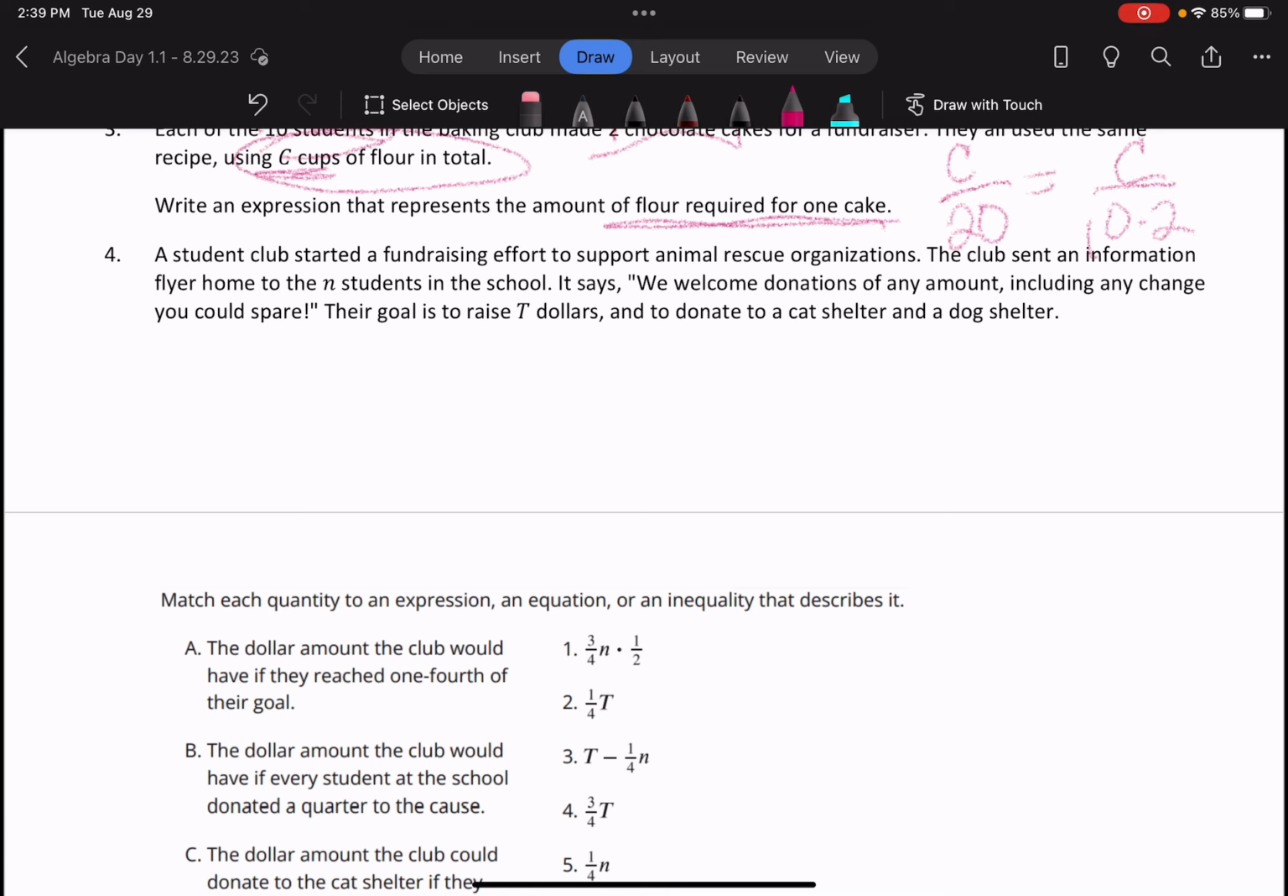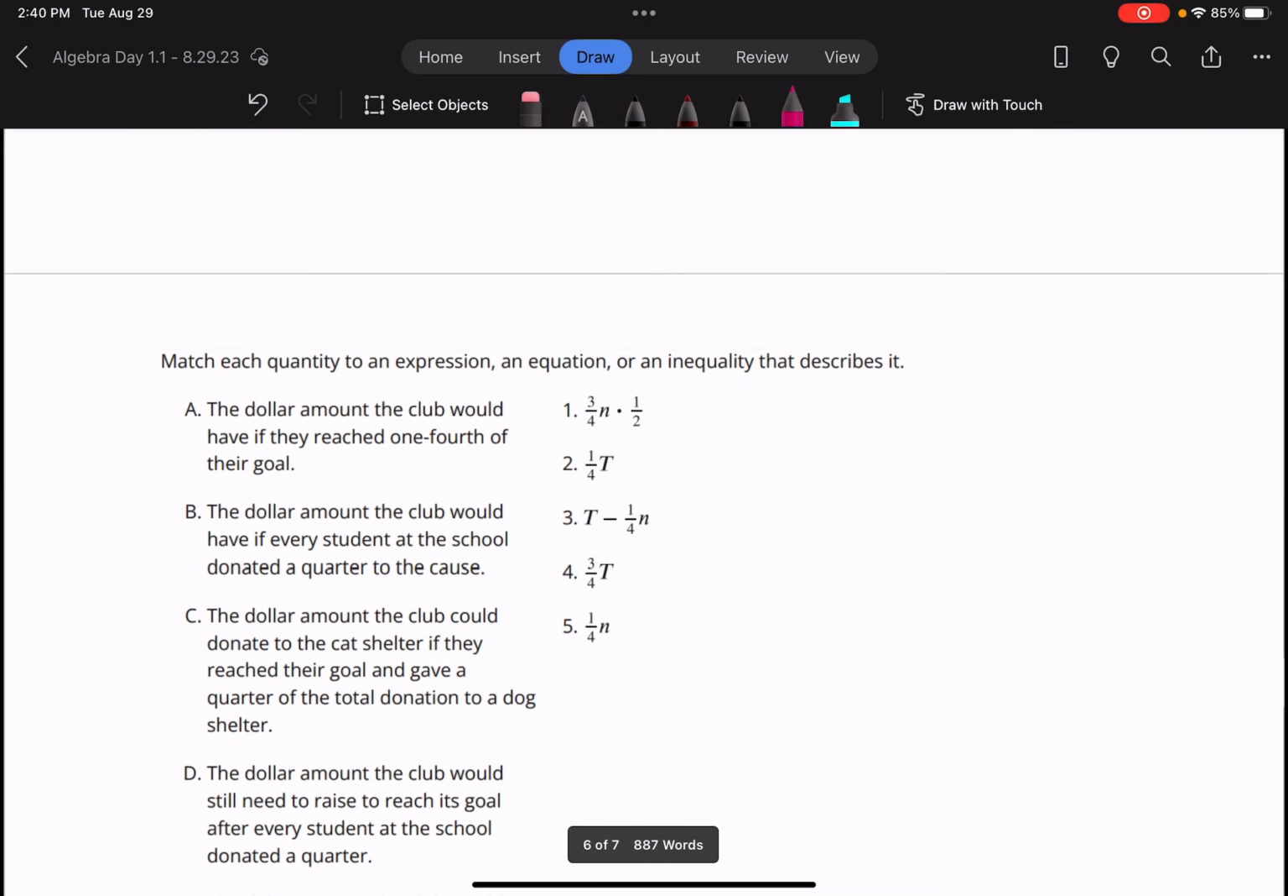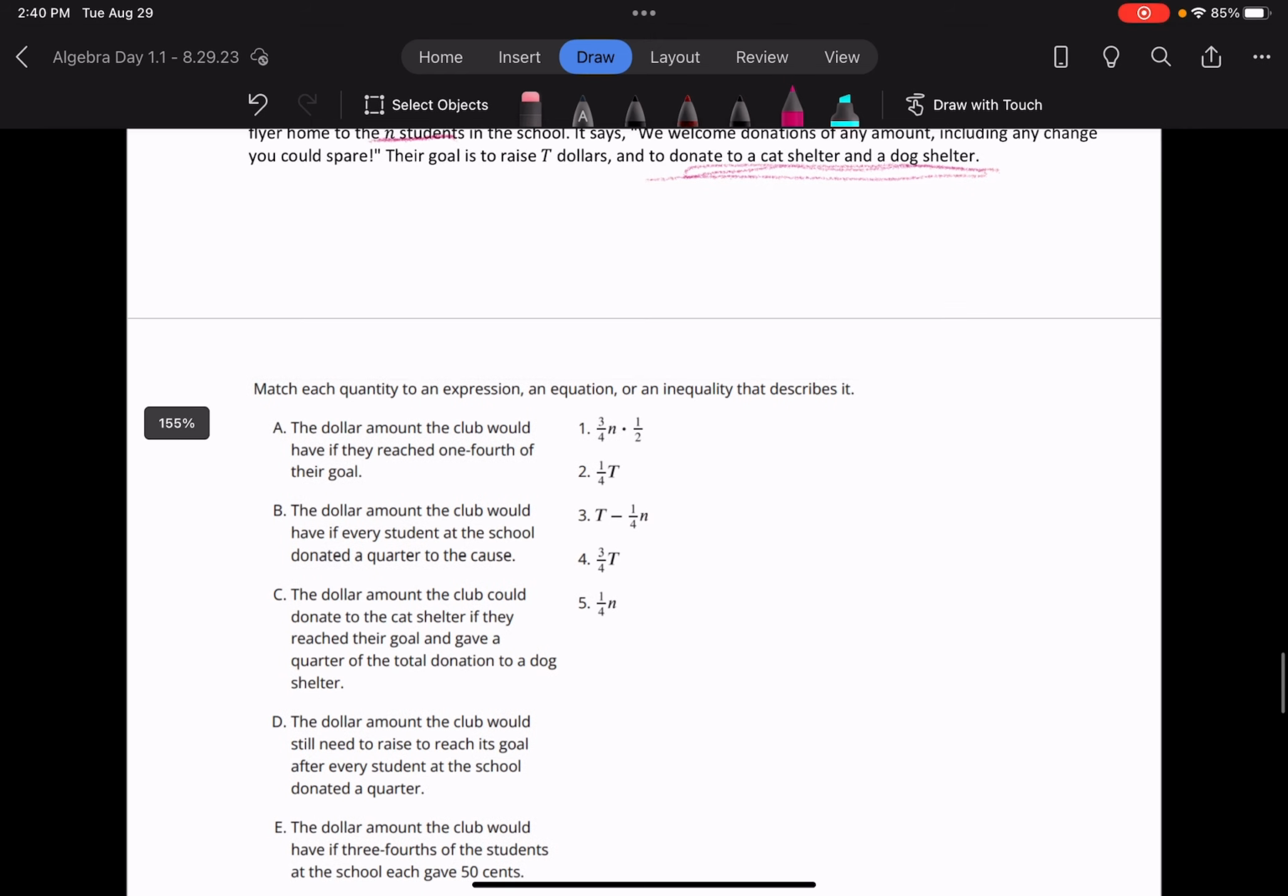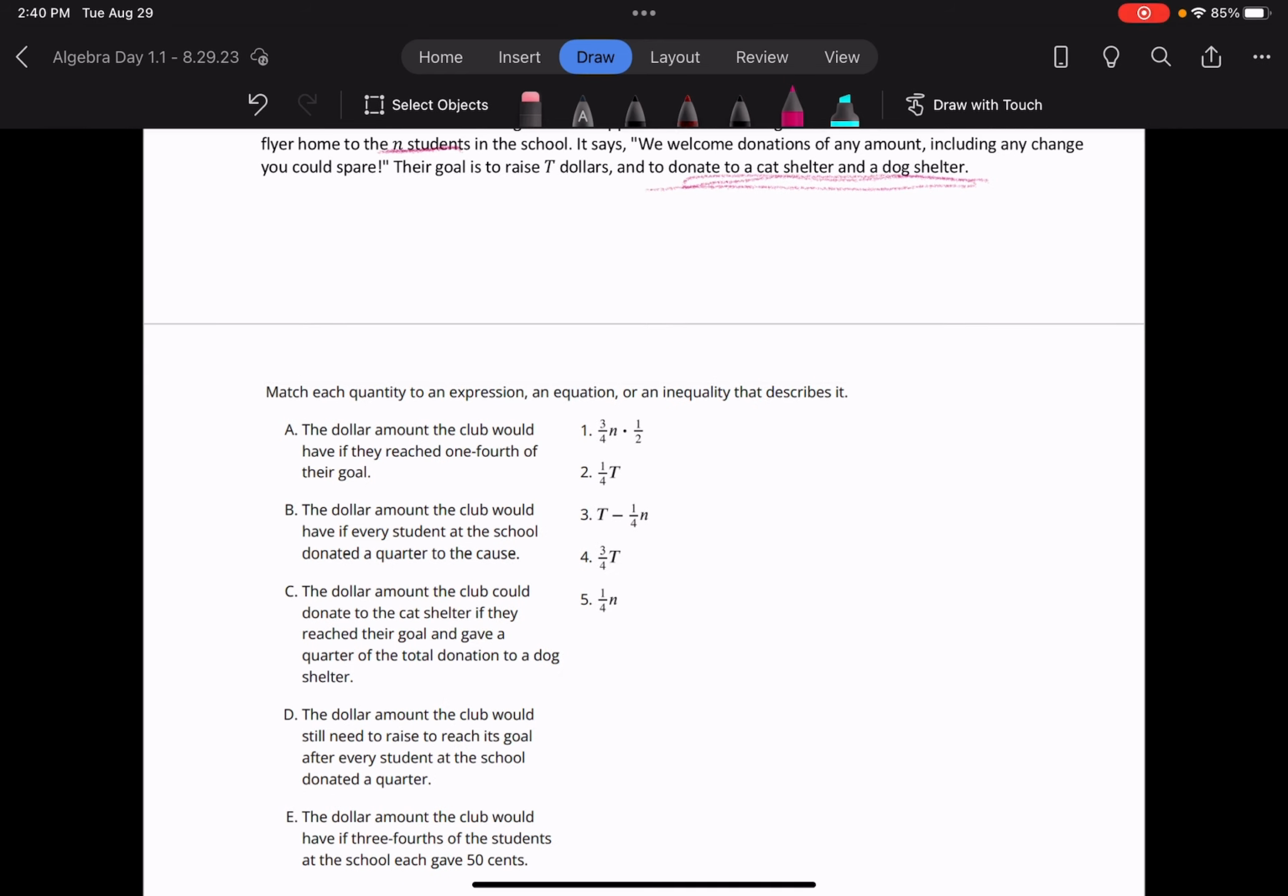Number 4. A student club started a fundraising effort to support animal rescue organizations. The club sent an information flyer home to the N students. Here we have that number of students again. It says, "We welcome donations of any amount, including any change you could spare." Their goal is to raise $T and to donate to a cat shelter and a dog shelter. Okay, this is kind of superfluous information, most likely, but let's go ahead and see.